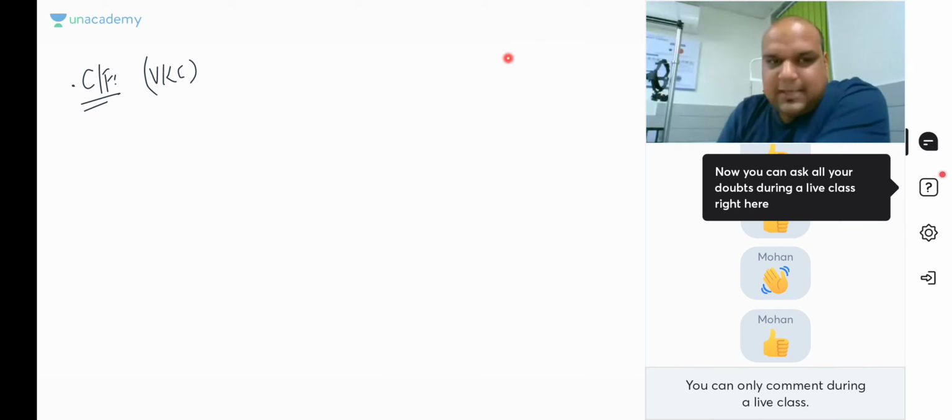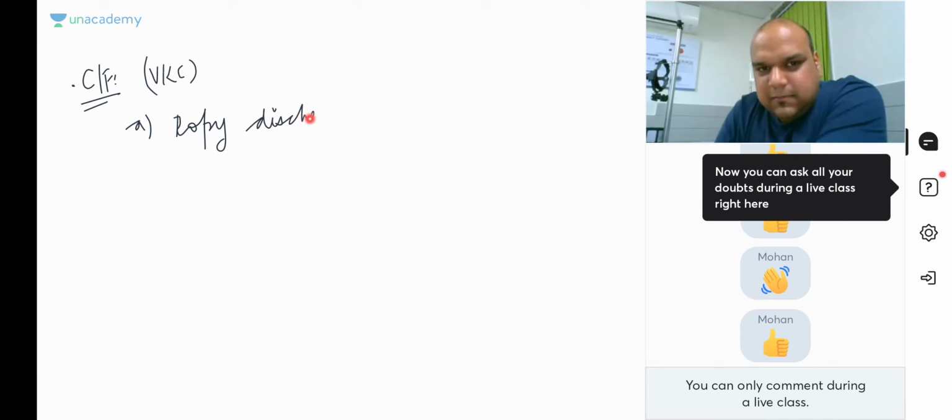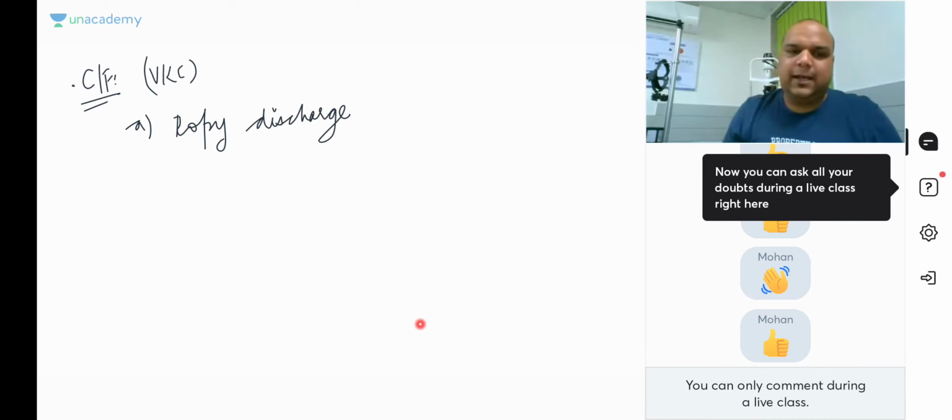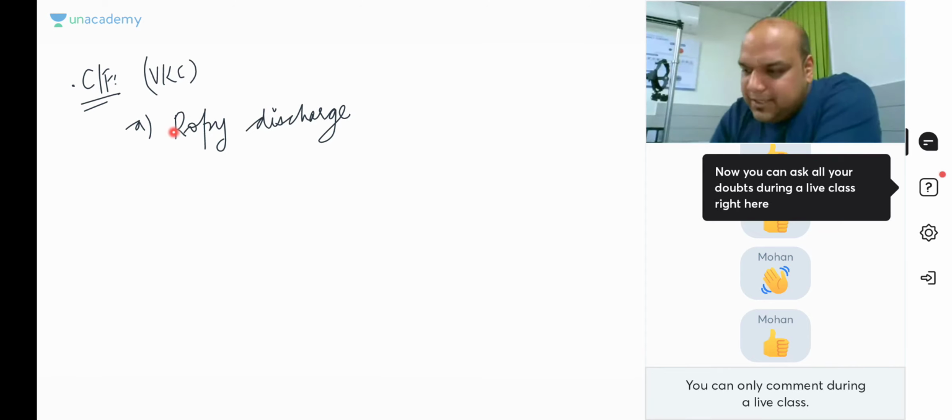Okay, everybody. Now, VKC, what does it present with? First of all, it presents with watery discharge, but the discharge is actually sticky. I can say, ropey discharge. Ropey discharge is basically what? Please remember this word, that even though there is no mucus, there is no pus, but the water is sticky. So when you try to remove the water, it will stick slightly. Okay, everybody. So ropey discharge.